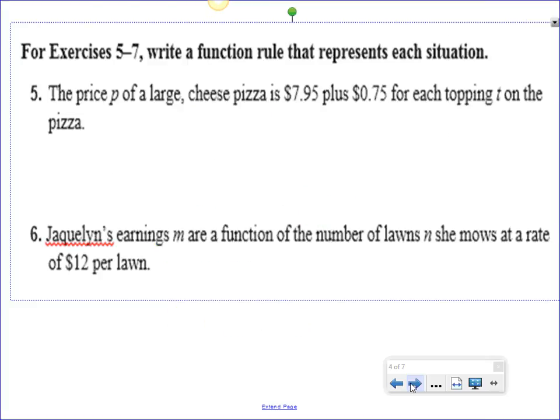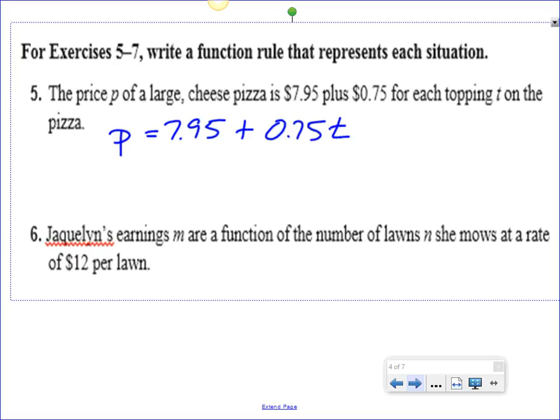Okay, next one. If we have more of something along the lines of a story problem, it says the price P of a large cheese pizza is $7.95 plus 75 cents for each topping. So the price, P, can be found by taking $7.95 plus 75 cents for each topping. So you're going to have to take that times however many toppings you have.